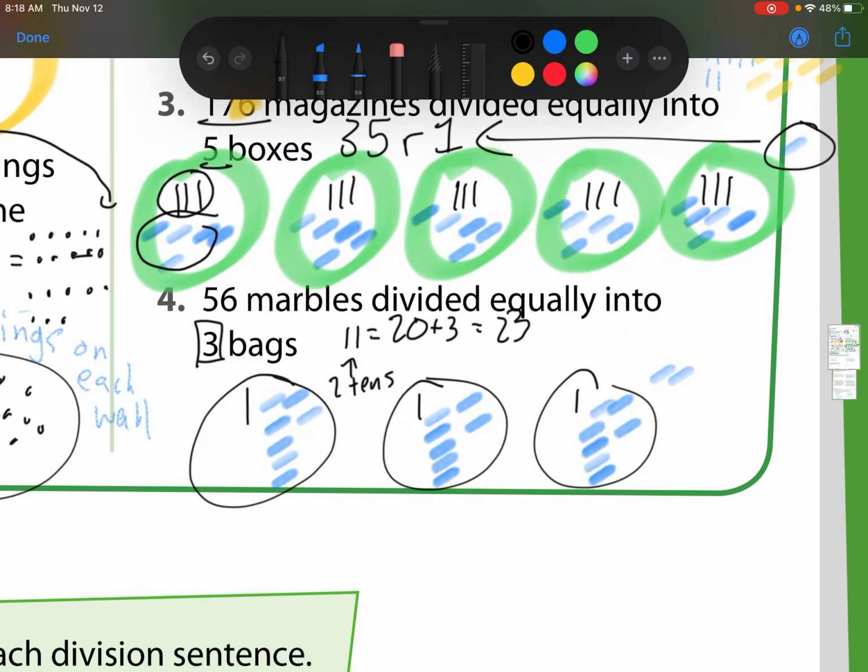So now let's see how much we have in each group. Well, in this group, we have 1 10, and then we have 1, 2, 3, 4, 5, 6, 7, 17, and there's 2 left over. So there's going to be 17 in each bag with the remainder of 2.